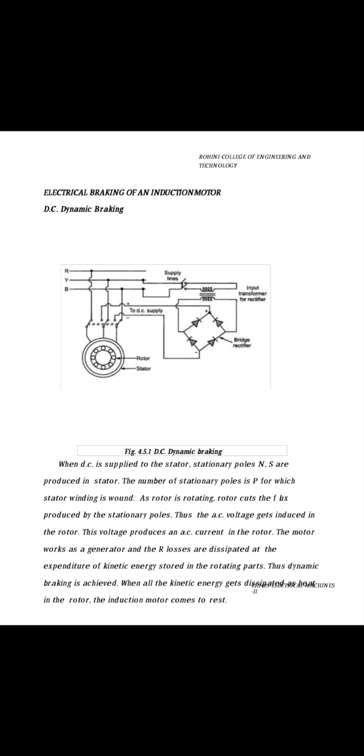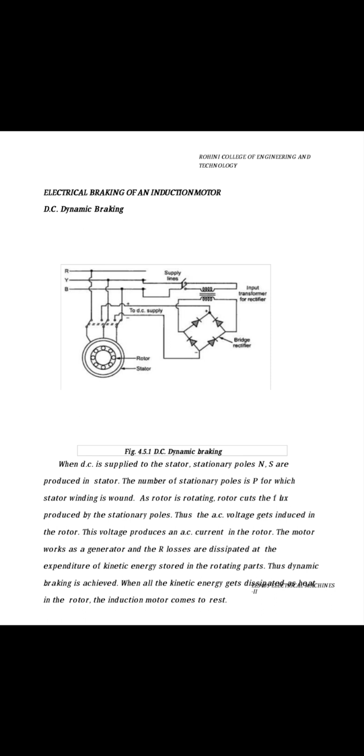Here, two stator terminals can be connected to a DC supply, and the third terminal may be kept open or may be connected directly to the other stator terminals. This is called DC dynamic braking. If the third terminal is kept open, it is called a two-lead connection, while if it is shorted directly with the other stator terminals, it is called a three-lead connection.